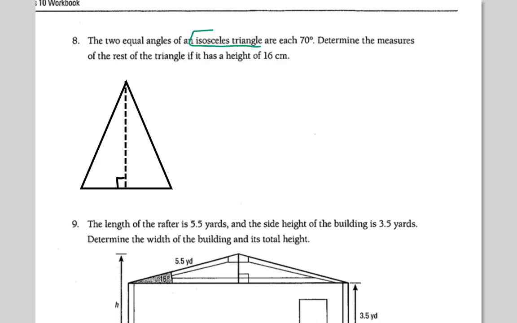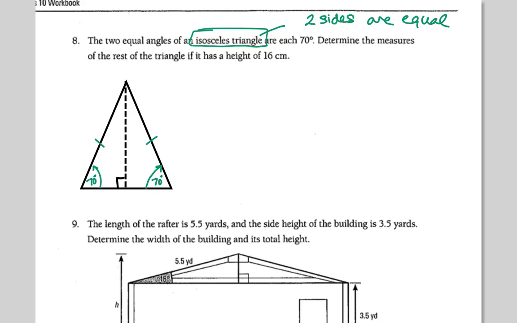Isosceles triangle, this sometimes comes up in trig. It is when two sides in a triangle are equal. So it looks like this and this are the equal sides. And the two equal angles would be in the corner. So this one's 70 and this one's 70.